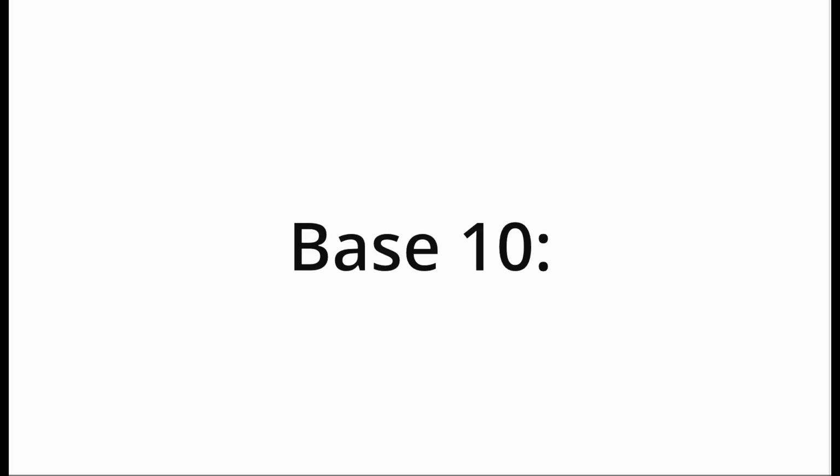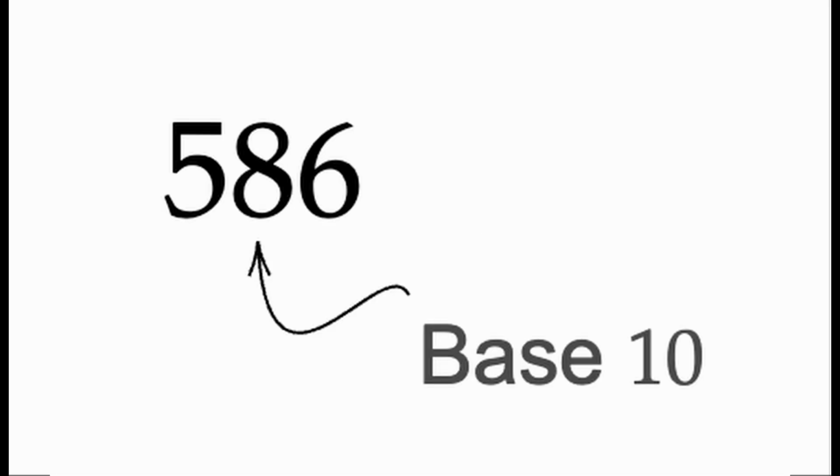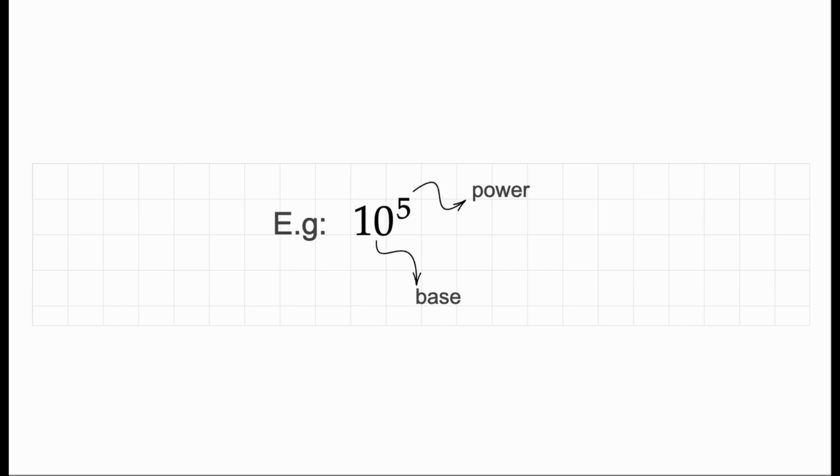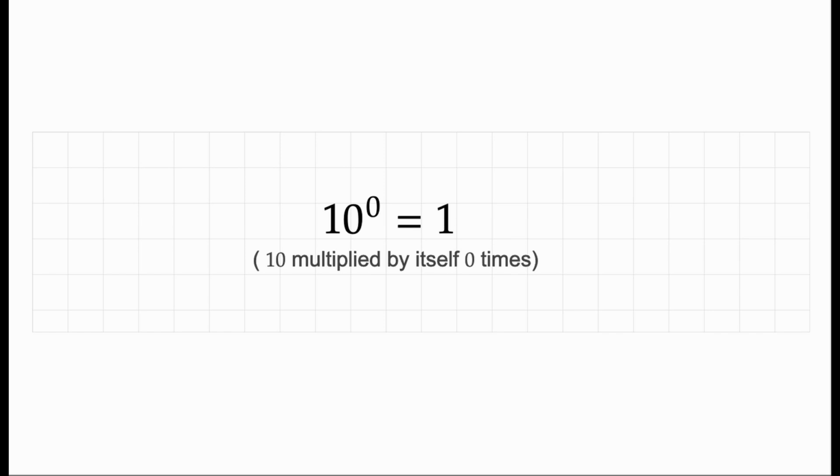Let's take a quick detour to the base 10 system, which is how we write numbers. Base 10 uses only 10 digits, so 0 to 9, to represent every single number you could possibly think of. We write it as a series of bases raised to different powers. So for the example here, we've got base 10 raised to the power of 5, which is the same as 100,000. Ones can be written as 10 to the power of 0, which is 10 multiplied by itself 0 times.